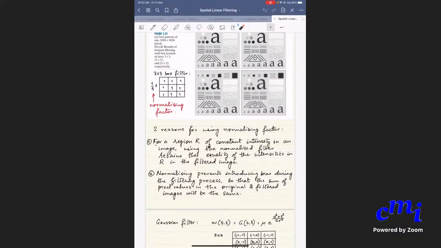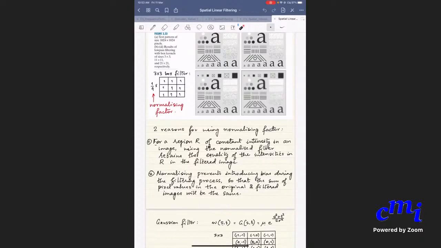Otherwise, you can imagine what will happen, right? When you take the sum of all these and put it in the center pixel, suppose you had 1 everywhere, then in the center pixel you're now replacing it with 9 instead of 1. So the intensity of that pixel changes. To avoid this change in intensity, this normalizing factor is multiplied to the box filter, or in fact any filter that we will see.